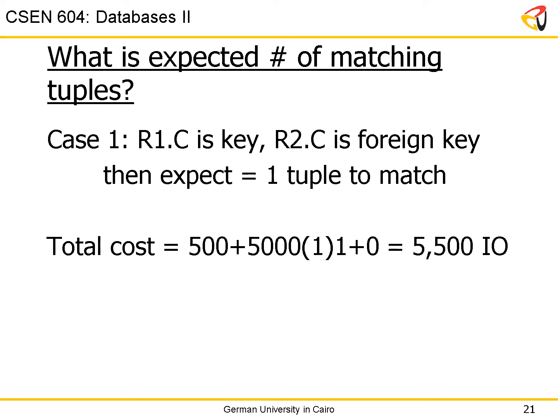So I will repeatedly ask the R1.C index 5,000 times, and every time I will find a match, and with every match I will go and read the page that has this row, and that's why we have 5,000 here. Multiply by 1 because I will always find one match, and I will always read one page. Okay? And the 0 at the end is because the index is not costing me anything. So the total here, if the R1.C index fits in memory, is 5,500 IOs. Okay? That's the first case.